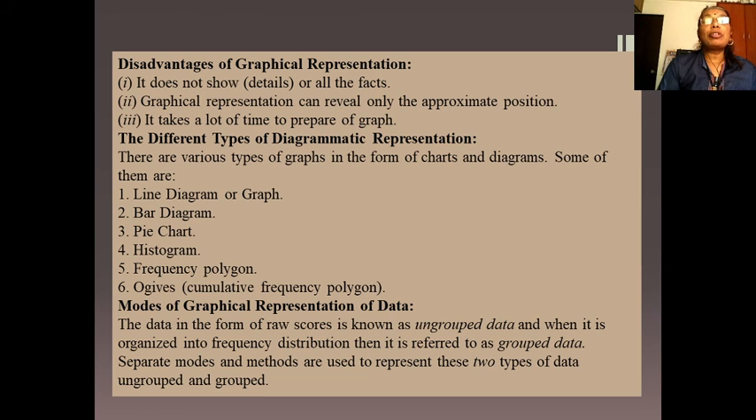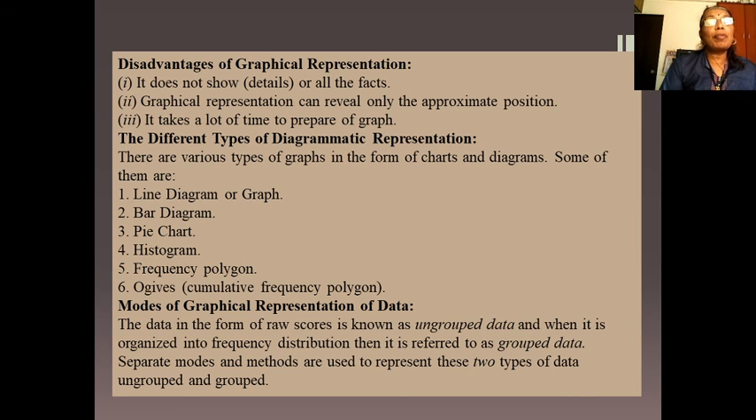Among the different types of diagrammatic representations, there are various types of graphs in the form of charts and diagrams. Some of them are: first, line graph or line diagram; second, bar diagram; third, pie chart; fourth, histogram; fifth, frequency polygon; and the last one is ogive, which means cumulative frequency polygon.